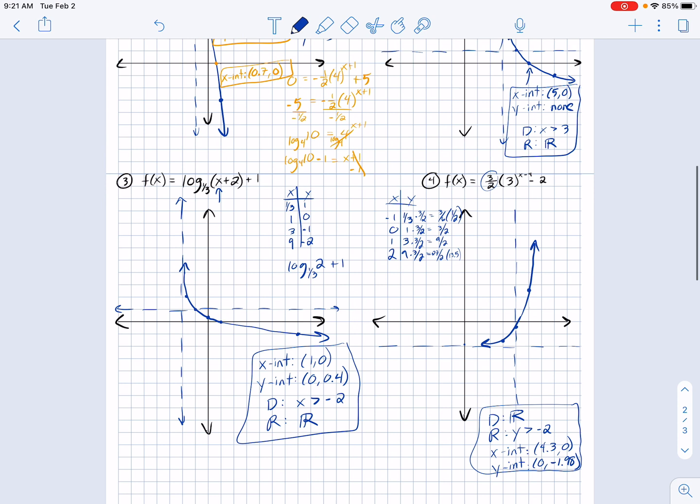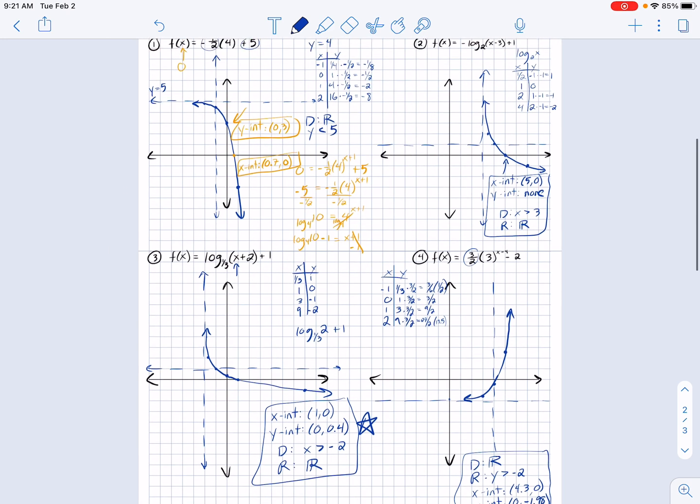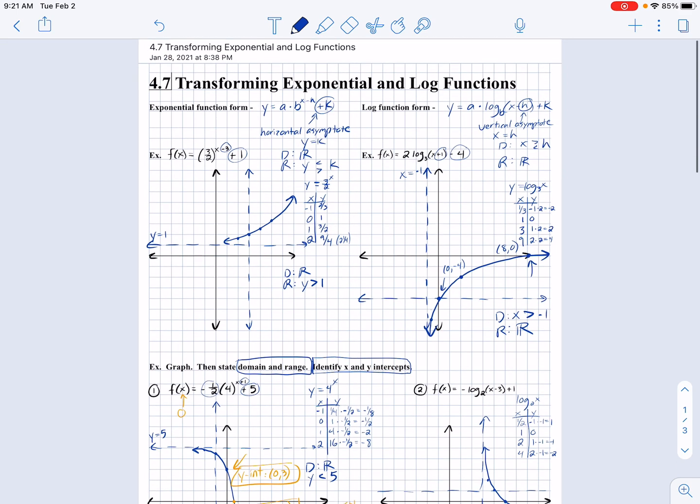All right, this is probably the most important part of this section, guys. Identifying x-intercepts, y-intercepts, domain, and range. You may have to solve algebraically for some, but those are the questions I'll be asking on the test, and I believe you have some on your homework. Go ahead and get started.